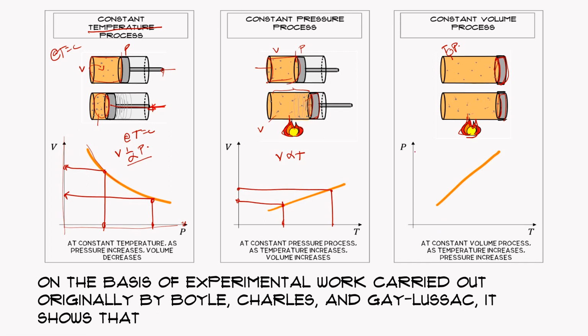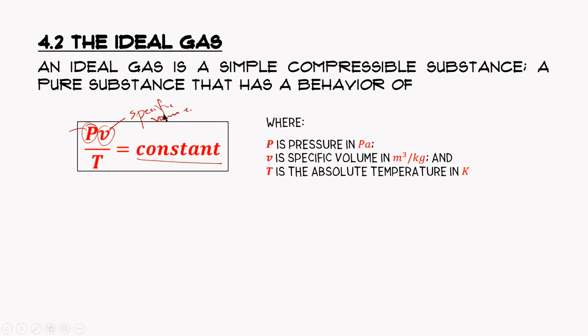By plotting it again in a graph of pressure and temperature, they found out that pressure is directly proportional to the temperature. That means at lower temperature we have a lower pressure, but at higher temperature we have a higher pressure as well. This is true for a constant volume process, so V is equal to constant. That's how they arrived at these equations.